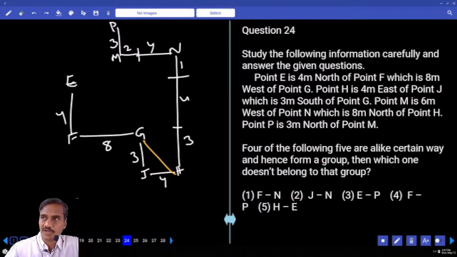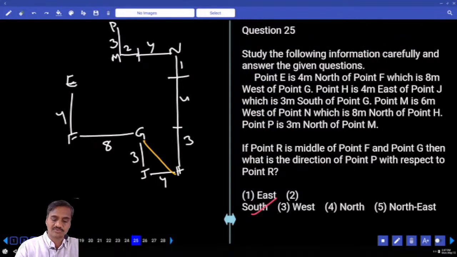And the next question: which of the following is the odd one out, F and N? Now F is to the southwest of N. J is to the southwest of N. E and P, E is to the southwest of P. And F and P, F is to the southwest of P. And H and E, now H is to the southeast of P. And so choice 5 is the odd one, question number 24.